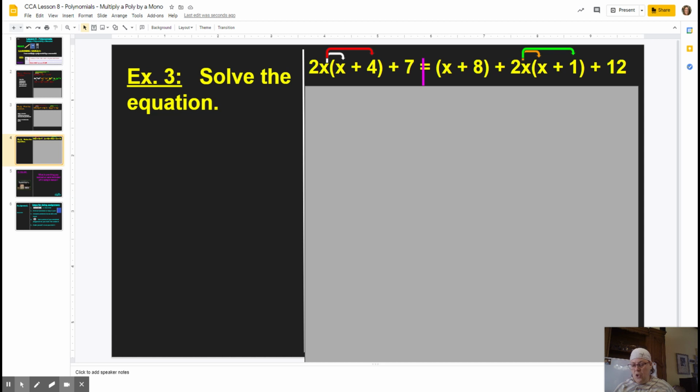Now notice this one isn't just simplifying. This one is actually solving the equation. So as we know, it's always important to make sure that we get rid of parentheses when we are working on solving or simplifying anything in math. So I've got this equation, 2x times the quantity of x plus 4 plus 7 is equal to the quantity of x plus 8 plus 2x times the quantity of x plus 1 and then plus 12. So it looks kind of crazy.